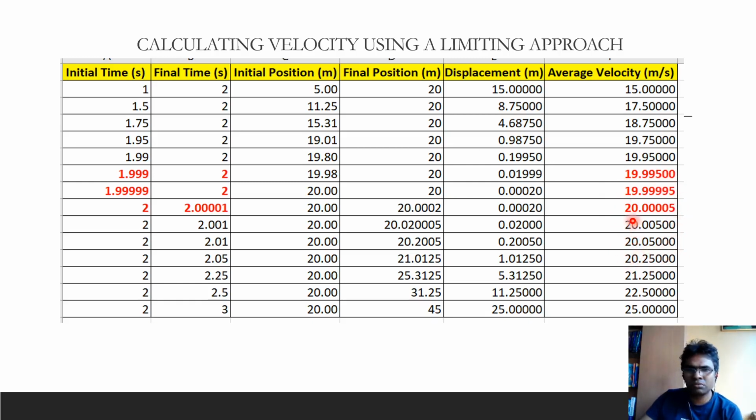you can say that, as you stay very close to t equal to 2 seconds, the average velocity isn't changing much. So we can practically take that 20 meter per second as the velocity of the particle at t equal to 2 seconds. That's how you actually resolve the paradox of understanding velocity at a specific time. So we can just take the velocity as 20 meter per second.